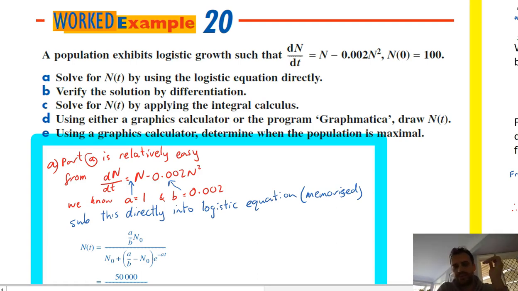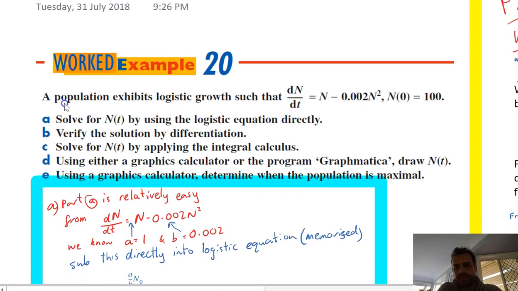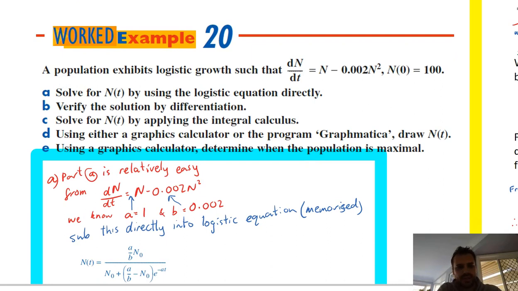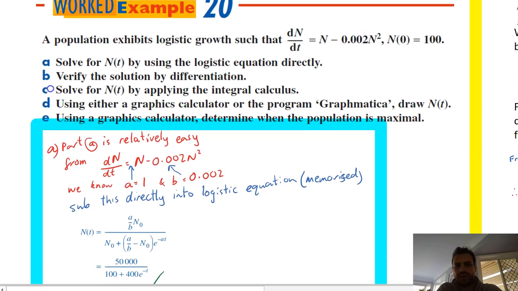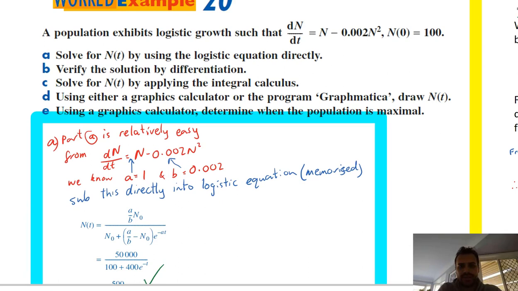All right, so we're going to jump through this worked example of this logistics question. Some of you tried this and got a little bit stuck and it didn't really make a lot of sense. Let's jump through it. We're going to jump through it in a much, much easier way than probably what the textbook explains it, or at least I hope so. So a population exhibits logistic growth using this function, and at time 0, the population is 100. All right, solve for N(t) by using the logistic equation directly.